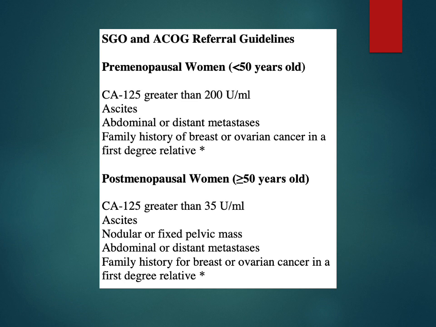For premenopausal women, if the CA125 is greater than 200, or if there's ascites on imaging, or abdominal or distant metastases, obviously. And then that other indicator, a family history of breast or ovarian cancer in a first-degree relative, by itself is probably not enough to refer, but in combination with other risk factors it may be wise to refer to a GYN oncologist.